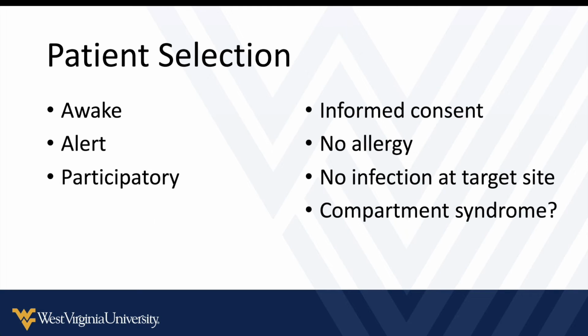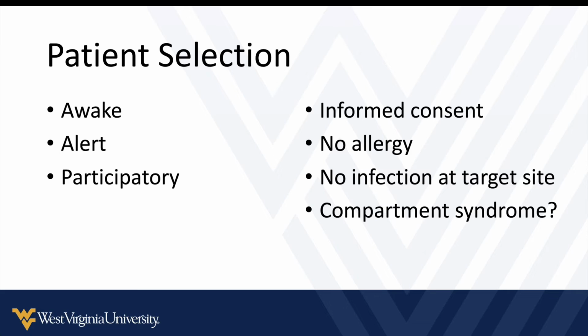So a few notes about selecting the patient properly. One thing that's important about any patient where you're going to do regional anesthesia or a nerve block is they need to be awake, alert, and they need to be able to participate. So they need to be able to tell you if they're getting paresthesias so that you can stop your procedure or kind of back up your needle or change your approach. So you can't do this on obtunded or completely out of it patients who are unable to participate.